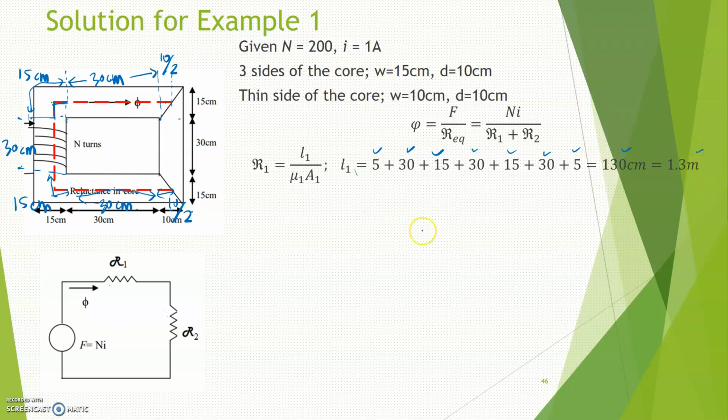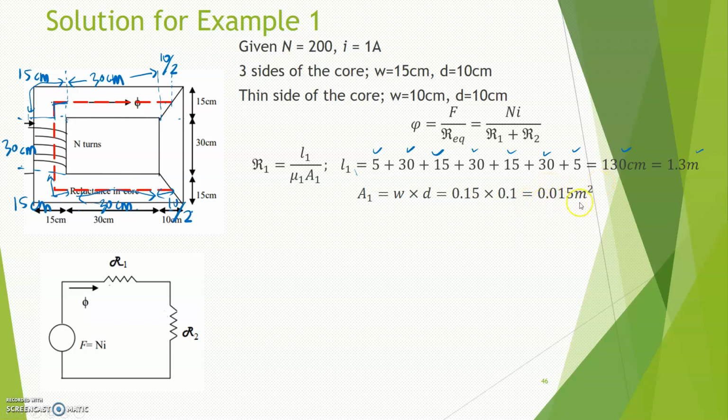Once you get the value of length, then you can find the cross-sectional area of core number 1. The cross-sectional area is equal to the width multiplied with depth. For core number 1, the width is 15 cm, which you convert into meter, becomes 0.15 meter, multiplied with 0.1 meter. Here 10 you convert, it becomes 0.1. So finally you get the cross-sectional area for core number 1 is 0.015 meter squared.